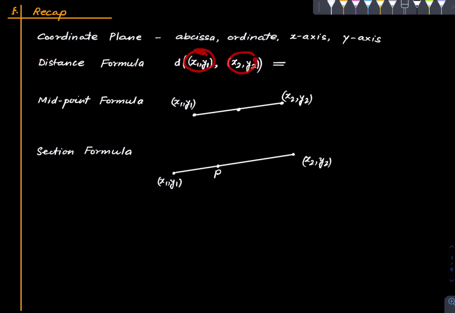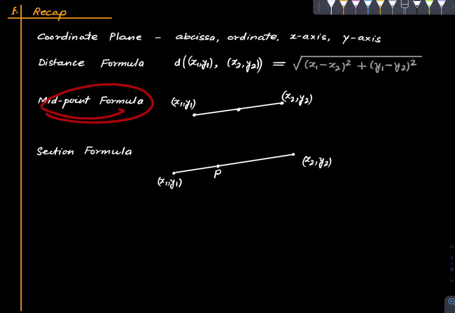So if we have 2 points whose coordinates are x1, y1 and x2, y2, then the distance between these 2 points was defined to be the square root of x1 minus x2 square plus y1 minus y2 square. And this was motivated by the Pythagoras theorem.